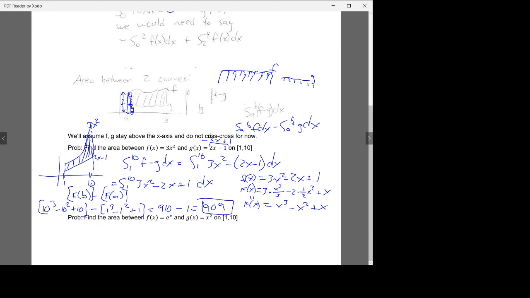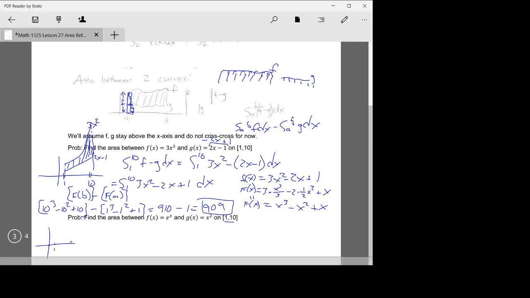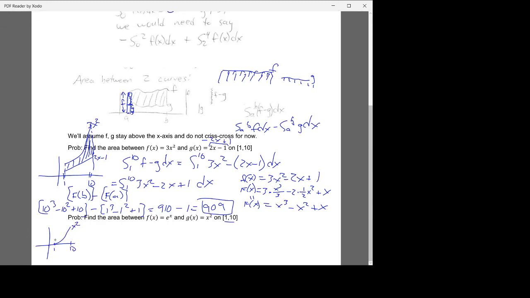And then this last one here, if we want to find the area between these two guys from 1 to 10, x squared and e to the x, x squared looks something like this, and e to the x looks sort of super high. And we want the area between, so we'll just take from 1 to 10, f minus g. We're just going to assume that it's always higher than g. If it crosses, you're going to have to be careful again.